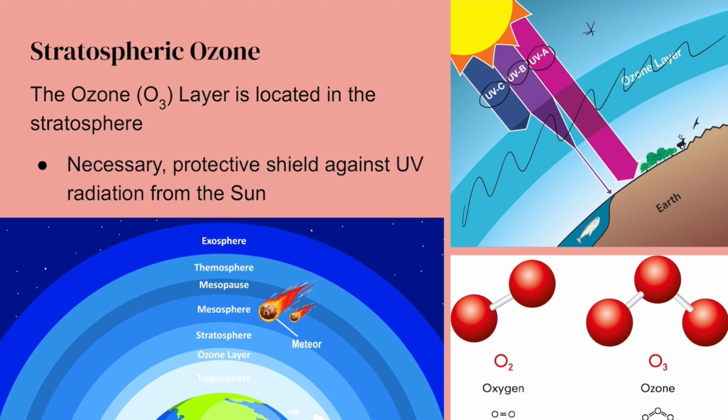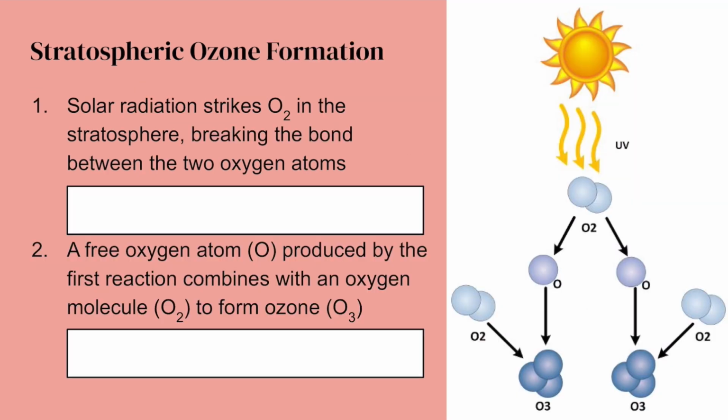So UV radiation is dangerous because it can cause sunburns in humans, it can cause eye damage, and it can also cause skin cancers to develop. So before we get into our ozone layer being depleted or broken down, we need to talk about how ozone would naturally exist under normal conditions in the stratosphere.